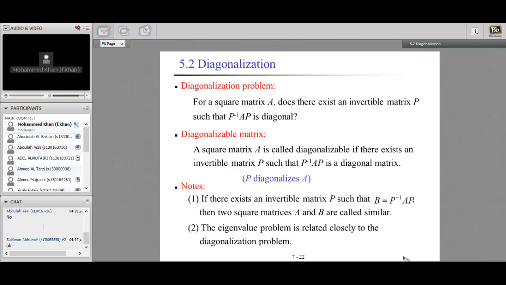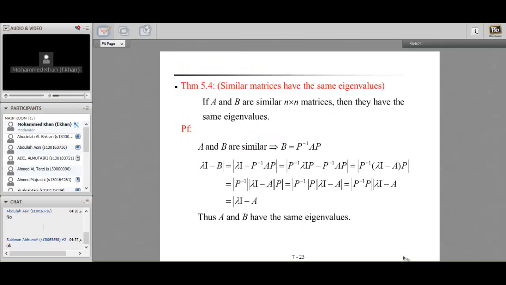So the last topic is diagonalization. It is a little bit long. Here the definition says that for a square matrix A, there exists an invertible matrix P such that P inverse AP is diagonal. So we have to find P inverse AP. Let's see an example. With the help of an example, we can understand how we can find the diagonalization.